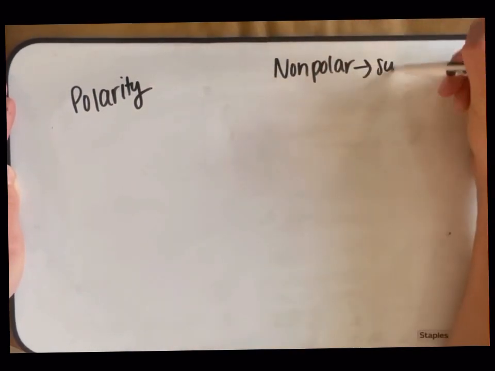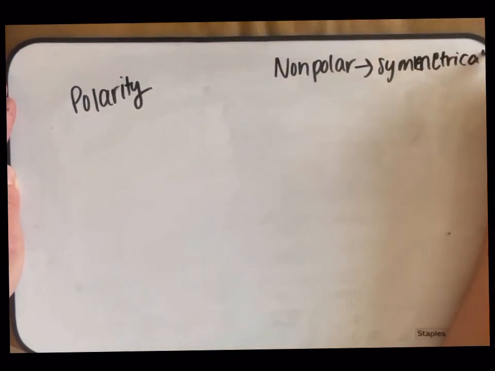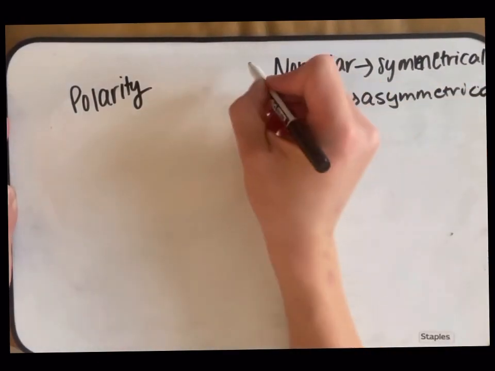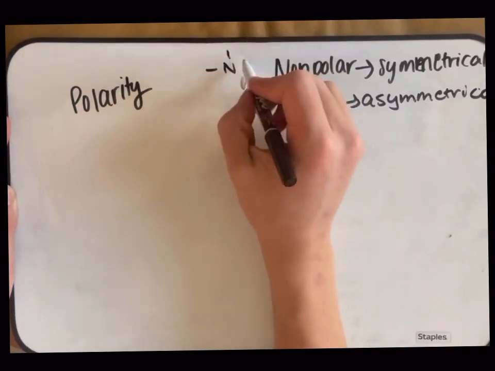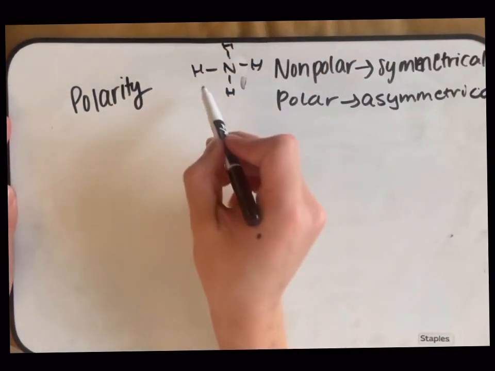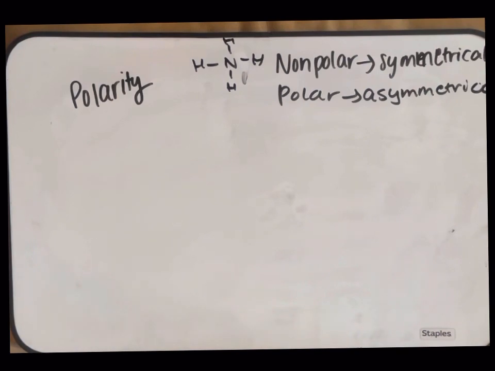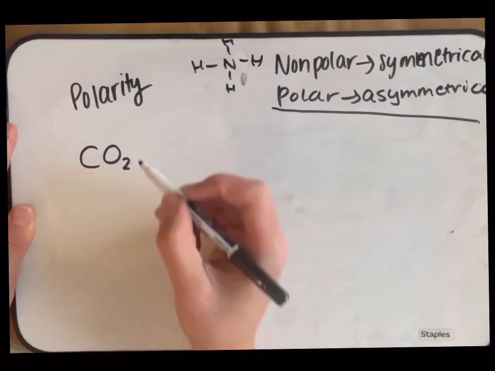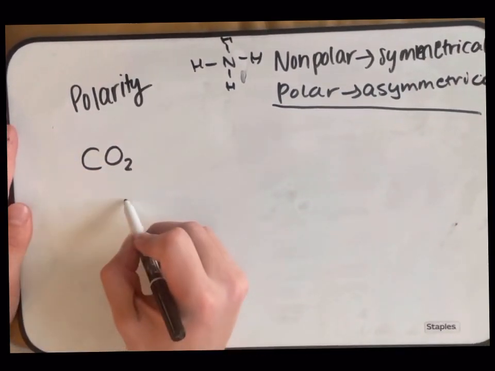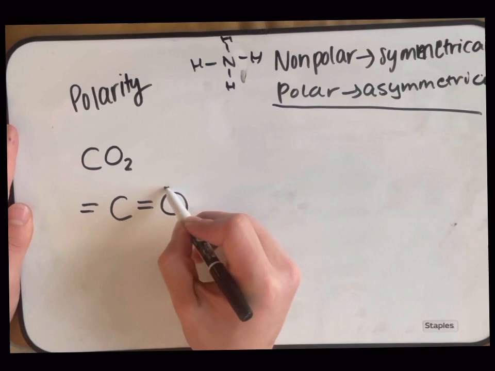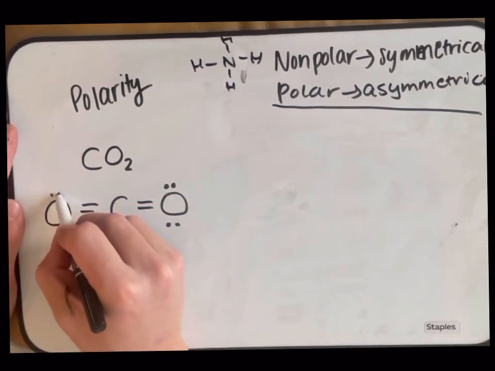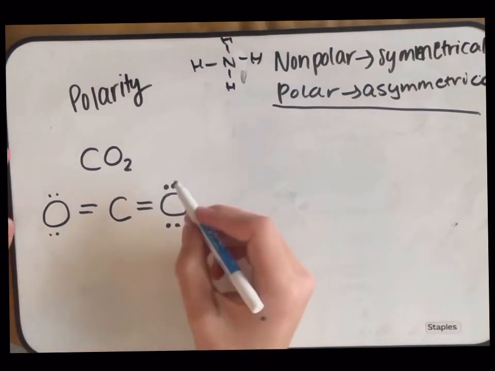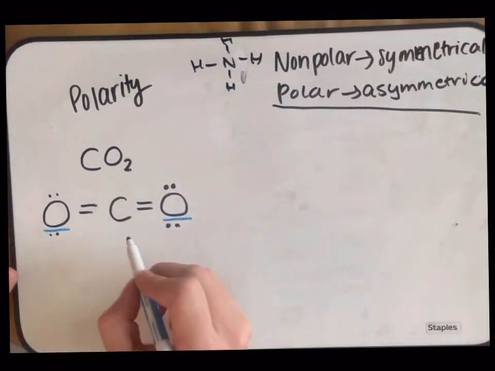Now let's talk about polarity. In our Lewis structures, if the structure is symmetrical, it's going to be nonpolar, and if it's asymmetrical, it's going to be polar. As you can see, NH4 is symmetrical, and therefore it's nonpolar covalent. So let's get into a nonpolar symmetric example. CO2, as you can see here.